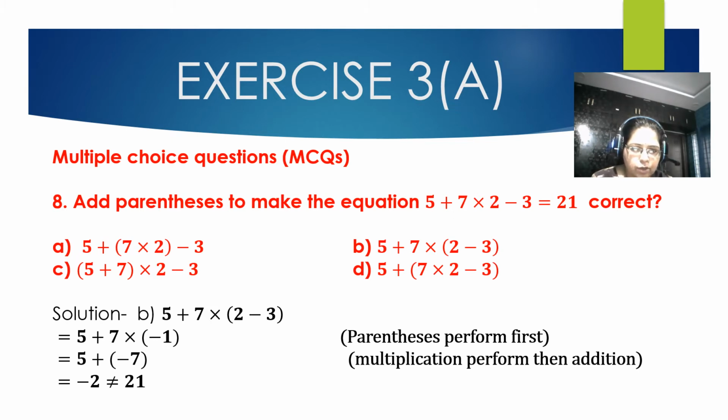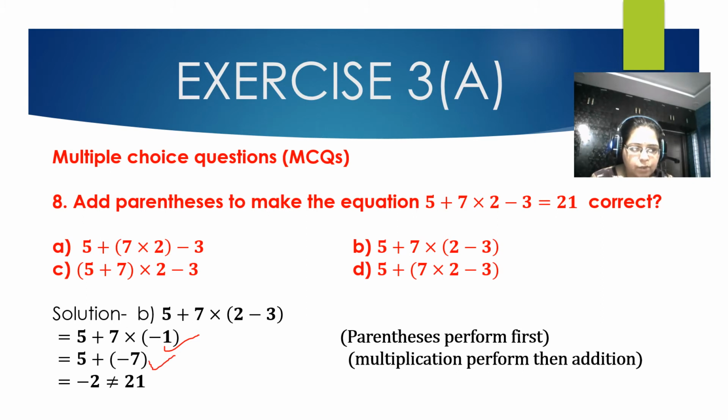So according to the BODMAS rule, the bracket operation will be performed first. That is the parenthesis, 2 minus 3, which is minus 1. Then 5 plus 7 multiplied by minus 1. According to the BODMAS rule, multiplication has a higher priority than addition. So multiplication will be performed first. 7 multiplied by minus 1 is minus 7.